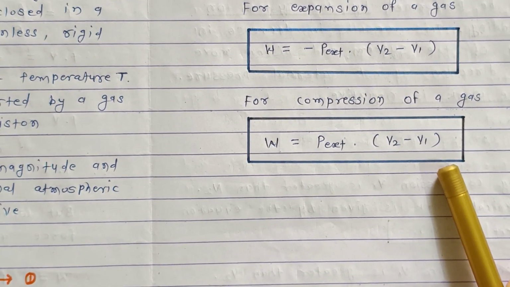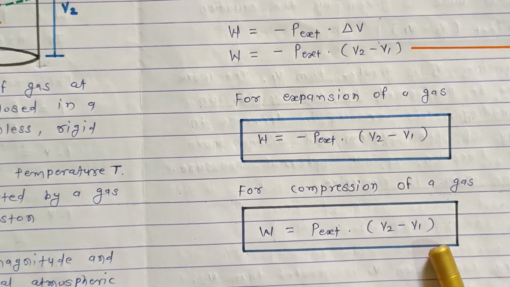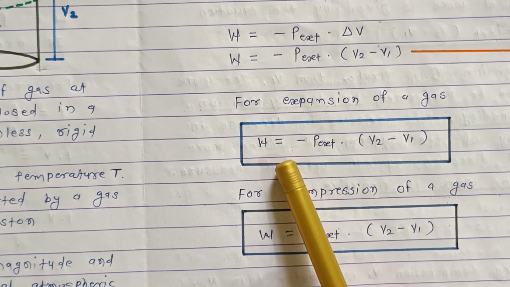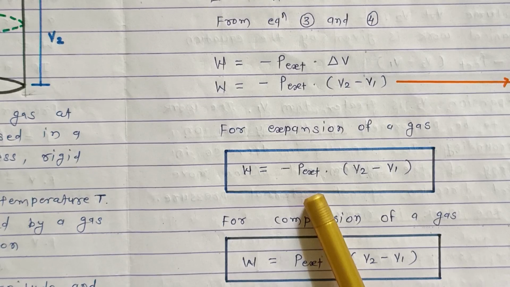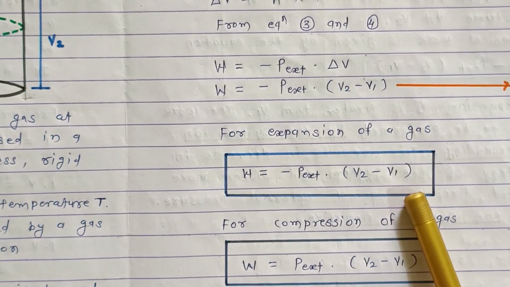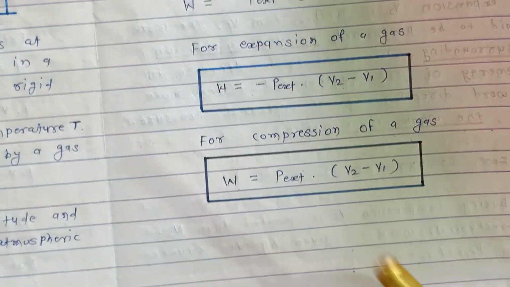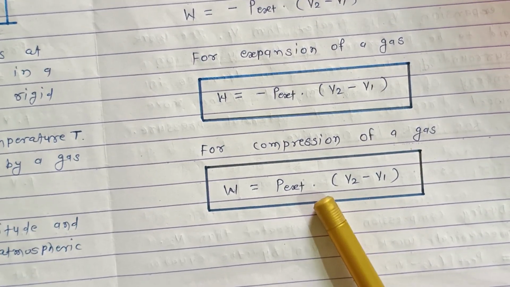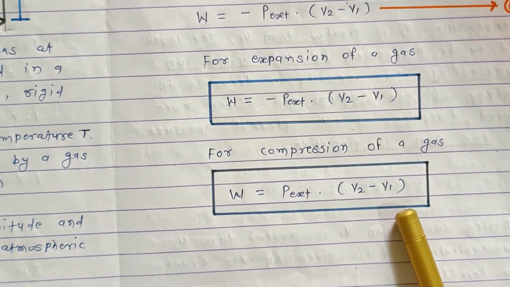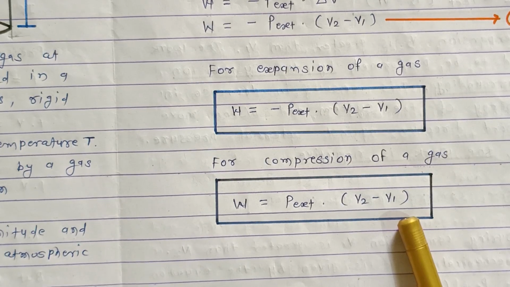So that is the expression we have derived for pressure volume type of work. For expansion of a gas, W is equal to minus P external into V2 minus V1. But opposite to this, for compression of a gas, W is equal to P external into V2 minus V1. This is the derivation we have derived.